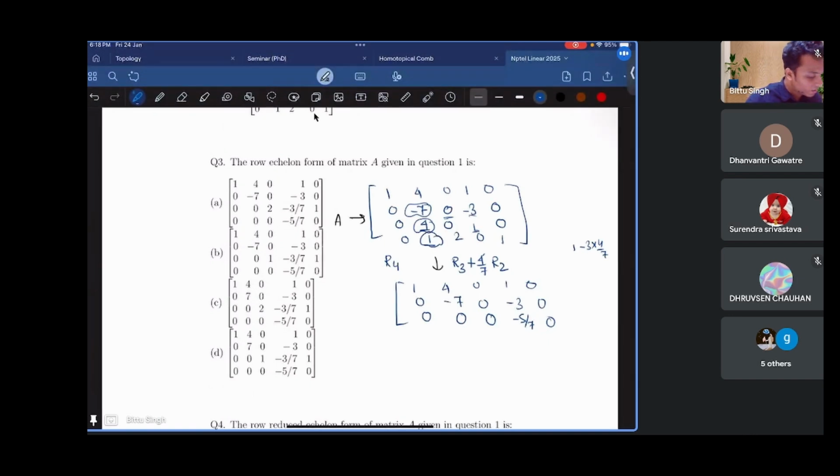So what can be done? Just multiply 1 by 7 with R2 and add 1 by 7 times R2. If we do this, we'll get 0 0. 2 is fixed because of 0 above, but here 0 minus 3 by 7, and it is fixed 1.